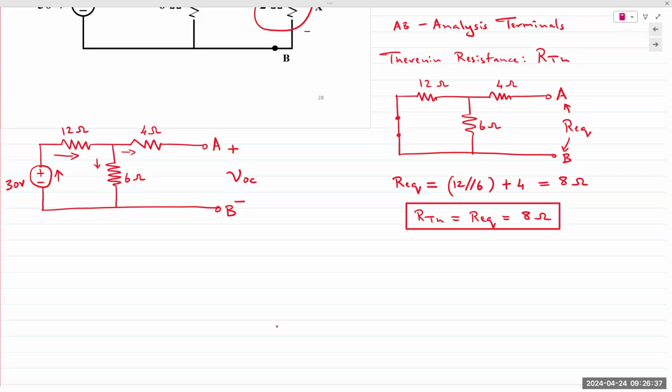But here's the important thing. Because there is no current flowing through the 4 ohm resistor, essentially the voltage at both ends of that 4 ohm resistor is exactly the same. So the voltage at this open terminal A is the same as this node right here, and I'll call this node C.